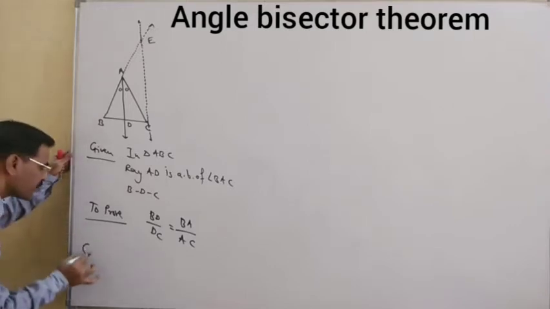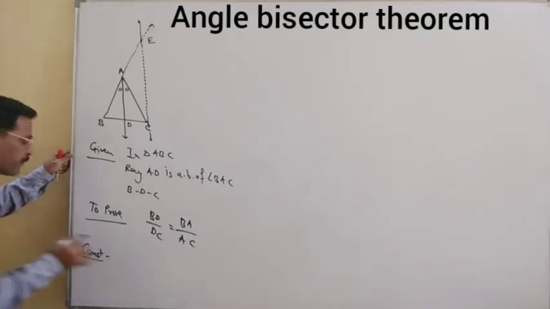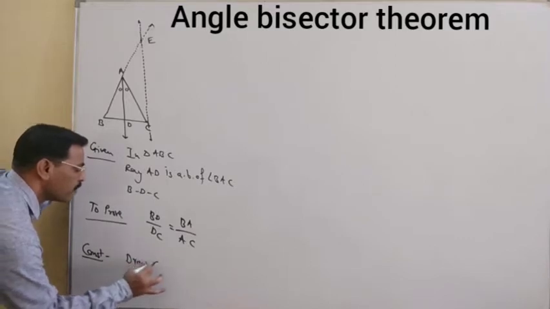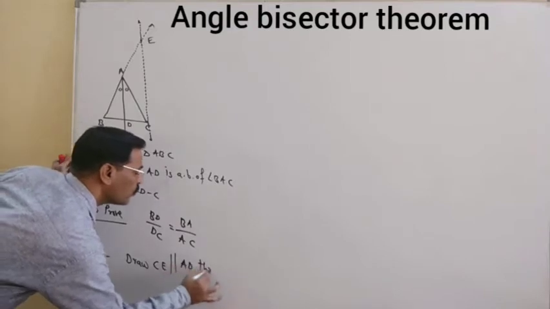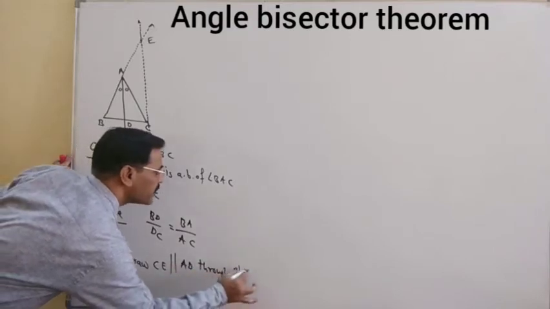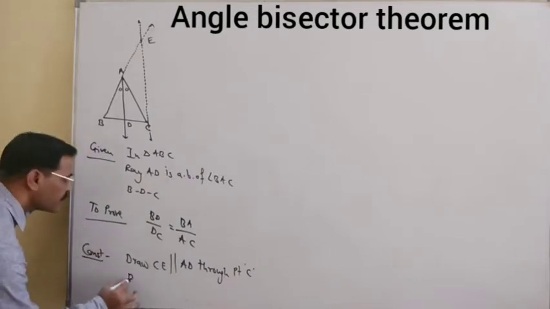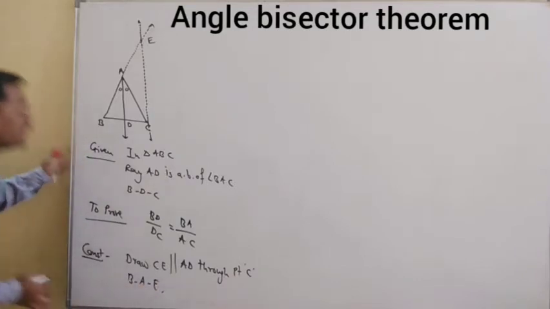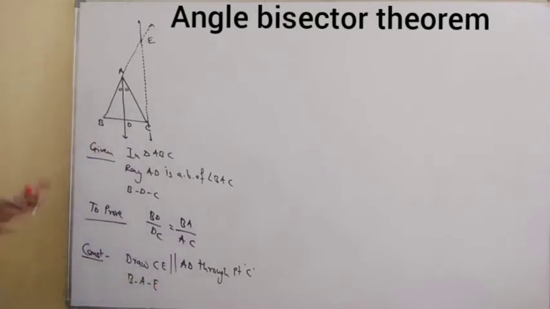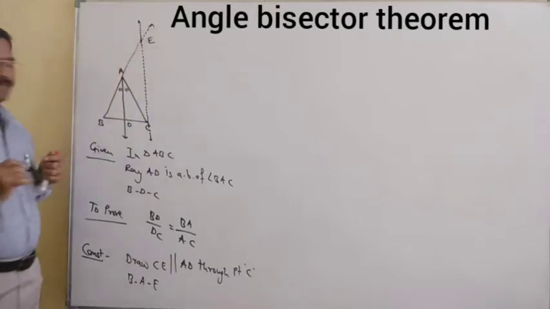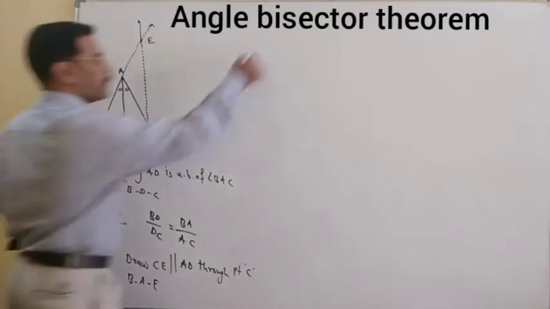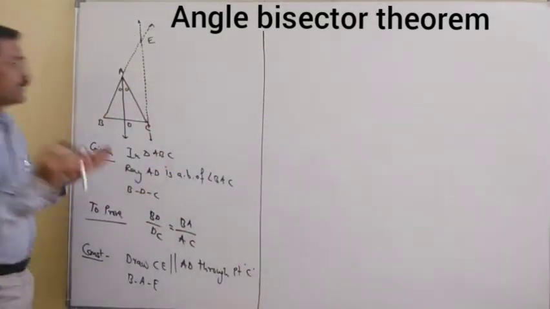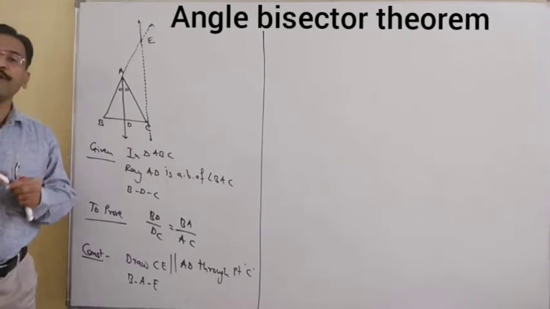I'll write the construction first. That is also a very important thing. Draw CE parallel to AD through point C, such that B-A-E. That is very important. Okay, that much is enough to see which construction we made here. Now, by using all this construction, try to observe here, just observe exactly where we are going to observe for the proof.